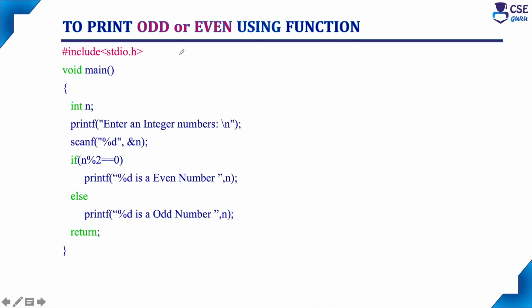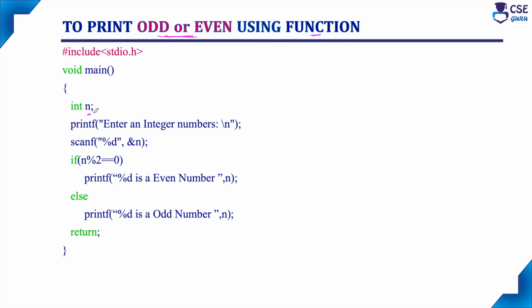So here the example is to print odd or even number using function. Here this is the normal program without using function. We have implemented the concept to print odd or even number. Now we are going to implement the same program using function. So how will we implement it here?